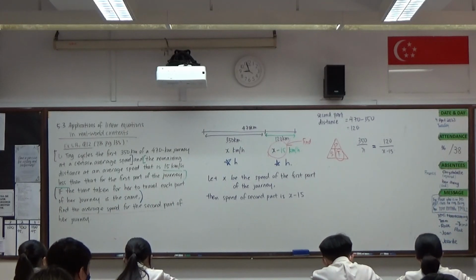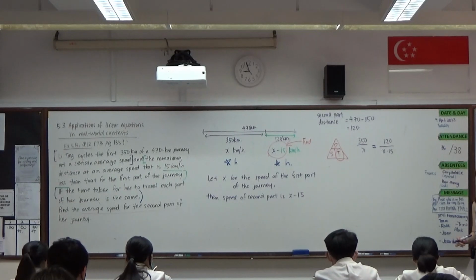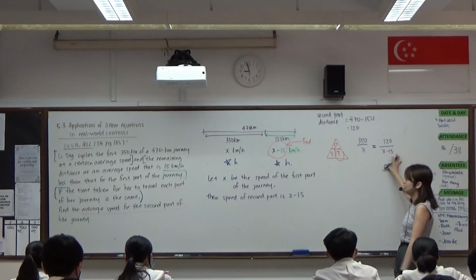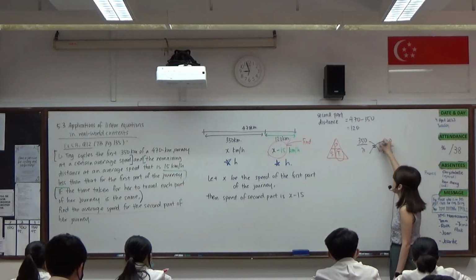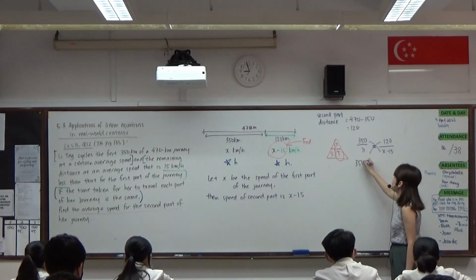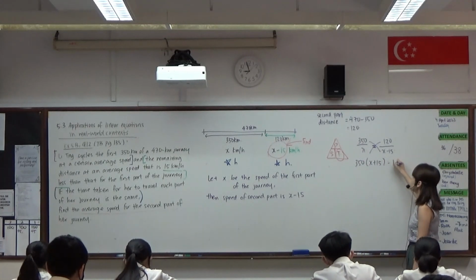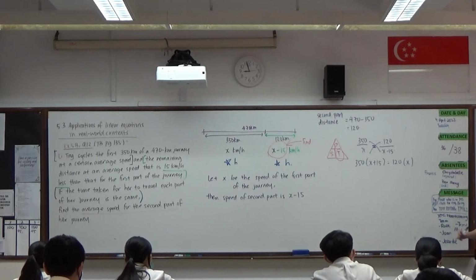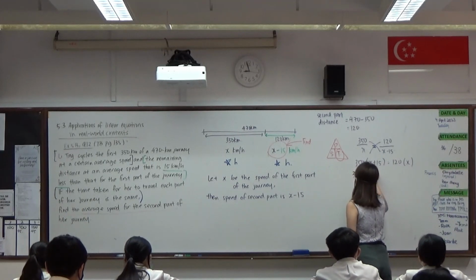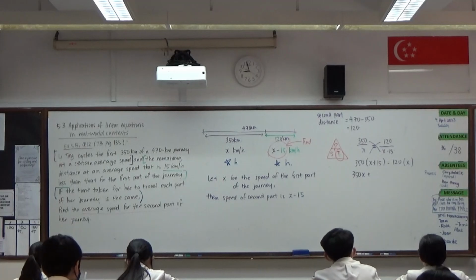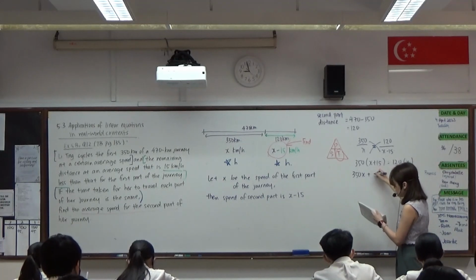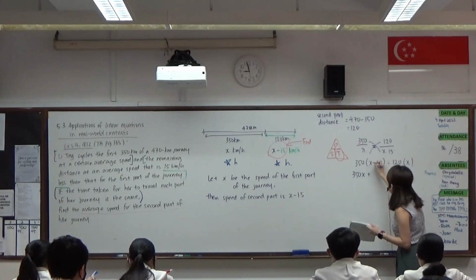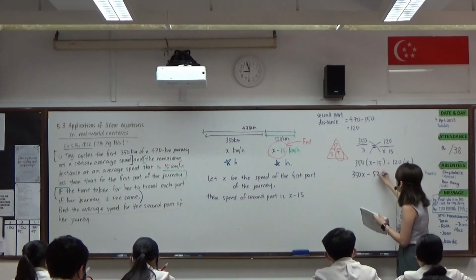Understand? So we got a single fraction and a single fraction. We learned that when it is in this format, I can cross multiply. So I can get 350 times x minus 15 equals 120 times x. And then I proceed with expanding and solving. Minus all this, minus 5250.